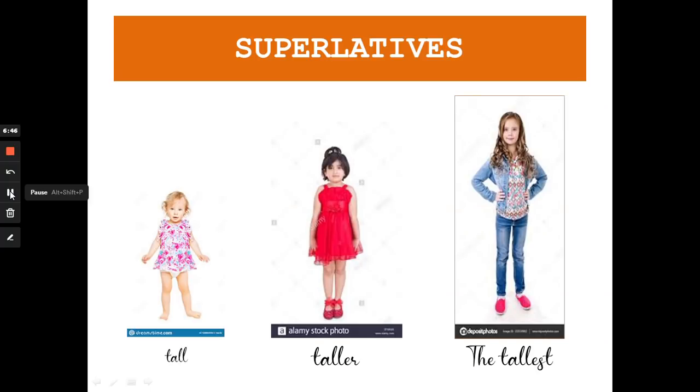So now we talk about superlative. We use superlative when we want to compare three or more people, ideas or things, alright? Or if we want to compare in groups. For example, you see in the picture, I have a baby who is tall, but then her sister is taller than her, right? So it shows comparative. But then if I add one more sentence, another girl is the tallest one. So the tallest here shows the superlative sentence.